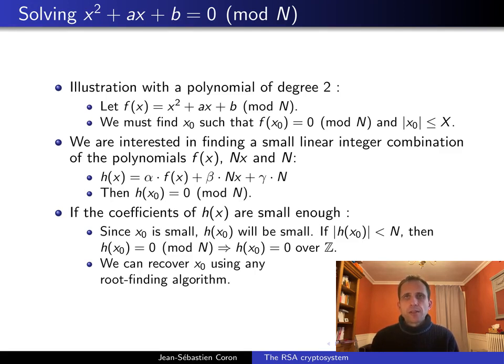And now the observation is the following. If the coefficients of h are small enough, since x0 is small, then h of x0 will also be small. And in that case, if the absolute value of h of x0 is strictly less than n, then since h of x0 is equal to 0 modulo n, there will be, as previously, no modular reduction. And in that case, the equality will hold over the integers. And this is very good, because this means that we can recover the root x0 using any root finding algorithm for polynomials. And we know efficient root finding algorithms.